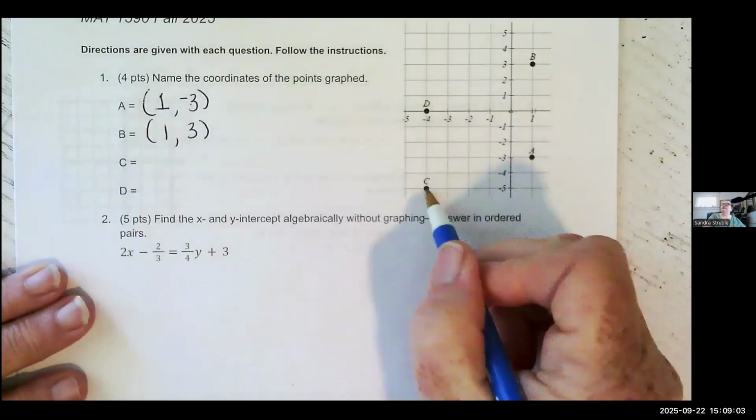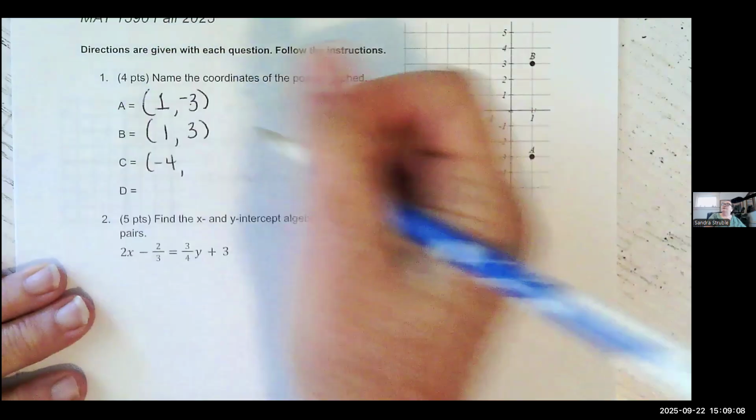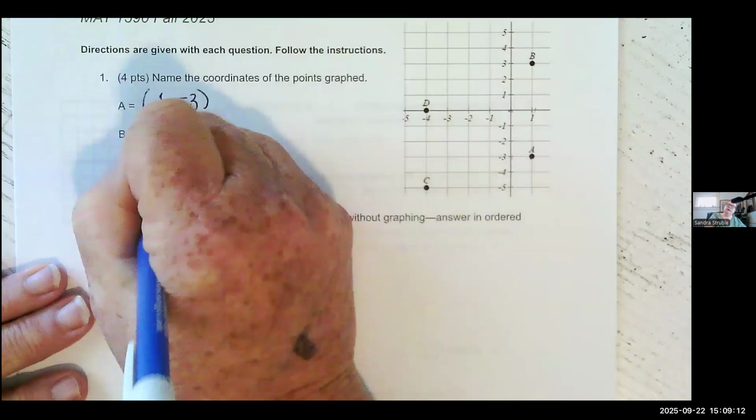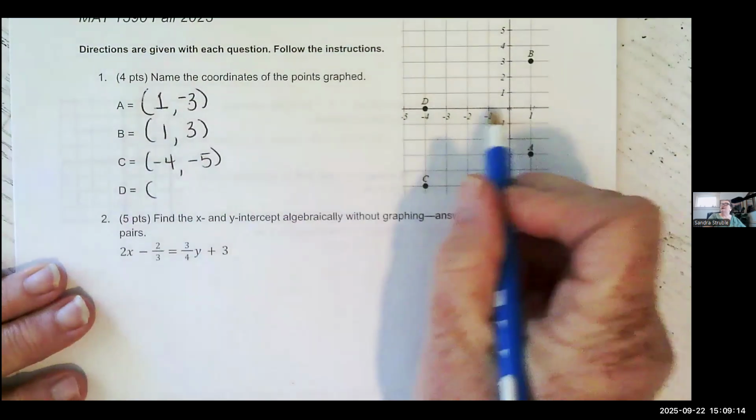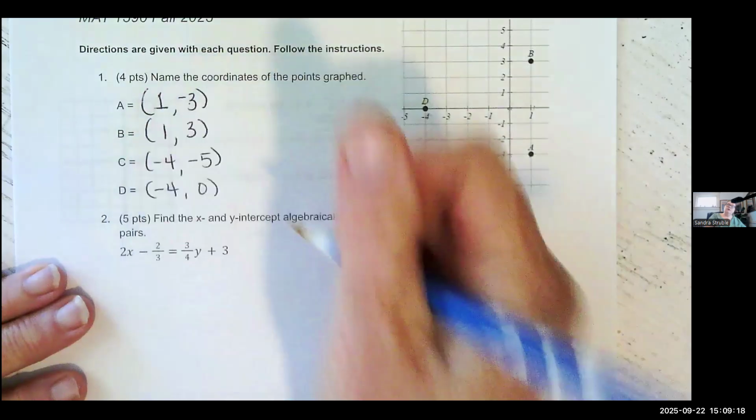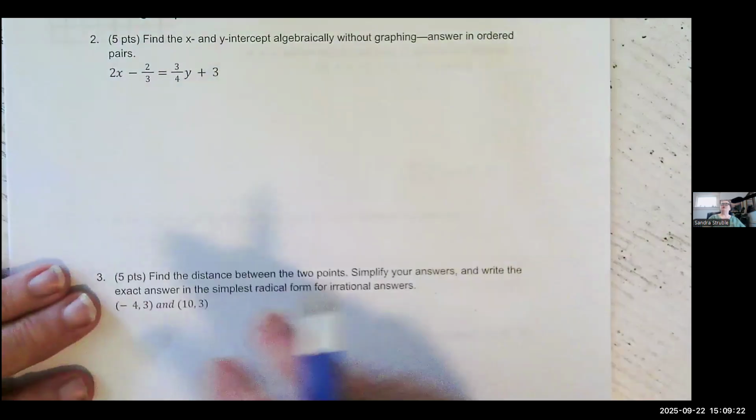C is down here. So you go to the left, -4. And you're going down to -5. And then lastly is D. You're just going over to -4. And it's neither going up nor down. Y'all did really well on that. Here's where the struggle is starting. Okay.